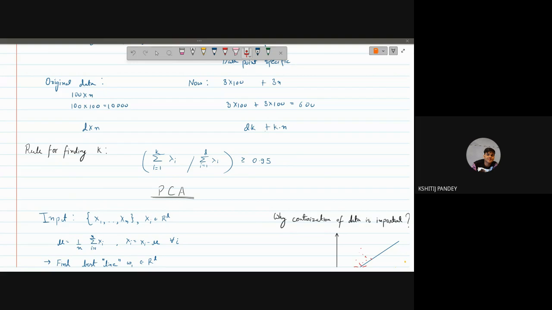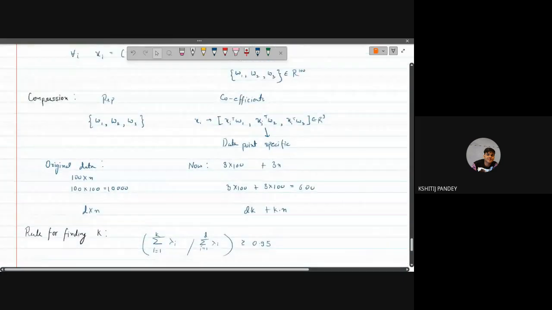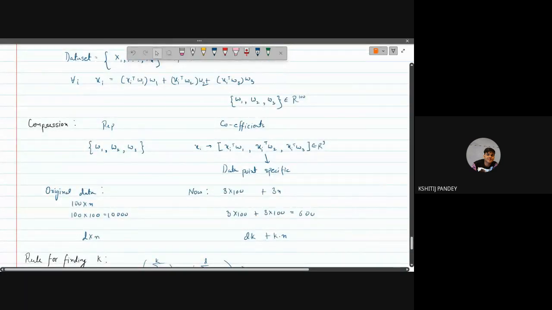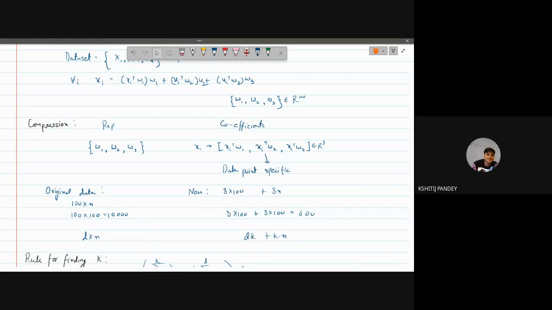Because I discussed the rule for this, and after that, when I came back to the window, I saw that I'm out of the meet. So where were we? Anyone? 100 into n, the original data. Oh, okay, my bad. Yeah, so 100 into n we were on.